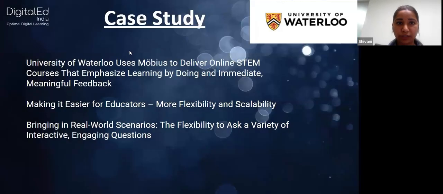Now moving on, this is a short case study regarding the University of Waterloo, which has been using Möbius for a very long time and has had very positive results in terms of their students' academic performance. They claim that by using Möbius, they can better deliver their online STEM courses and also emphasize learning by doing. Additionally, educators have more flexibility and scalability, because they can ask different types of questions to the students, as the whole platform is designed keeping instructors in mind. While dealing with different subjects, instructors have to make modifications, and every subject needs different modifications. So accordingly, they can modify the content.